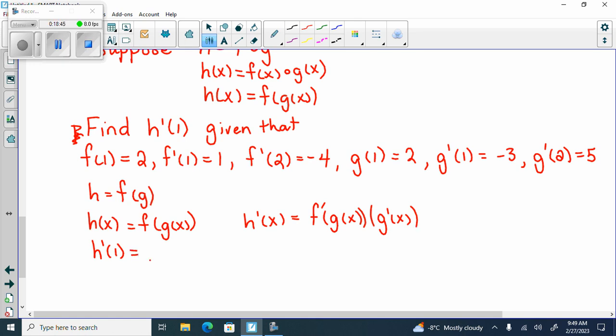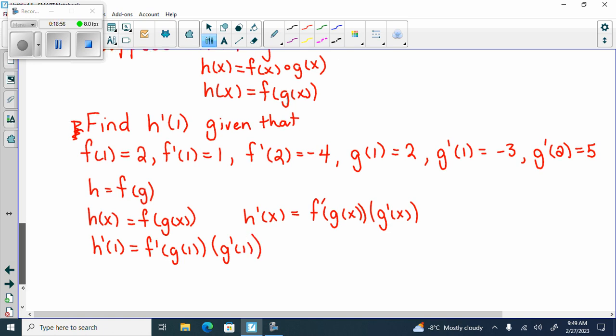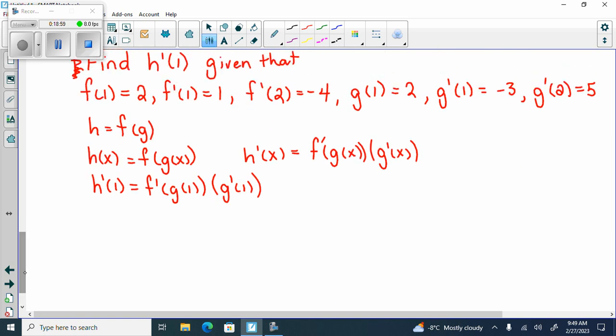So we have h prime of 1 equals f prime of g of 1 times g prime of 1. Cool. So we have h prime of 1 equals f prime of what? 2. Yeah, this is just a 2. So now I'm looking for f prime of 2. That's my first chain. And g prime of 1 is? Negative 3. Okay, cool. What's f prime of 2? 4.